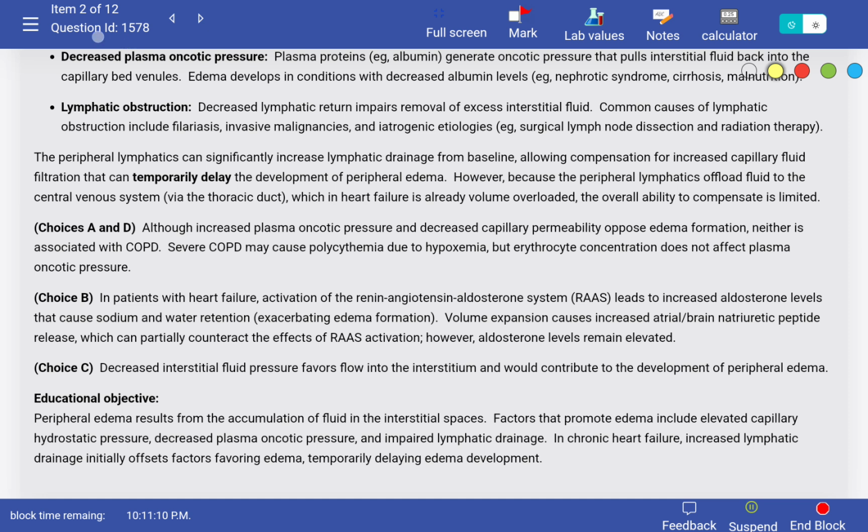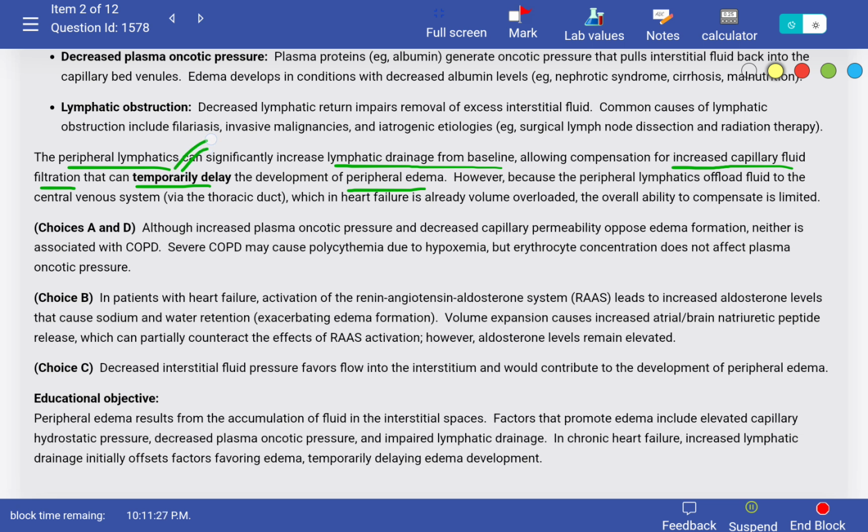The peripheral lymphatics can significantly increase lymphatic drainage from baseline, allowing compensation for increased capillary fluid filtration that can temporarily delay the development of peripheral edema.